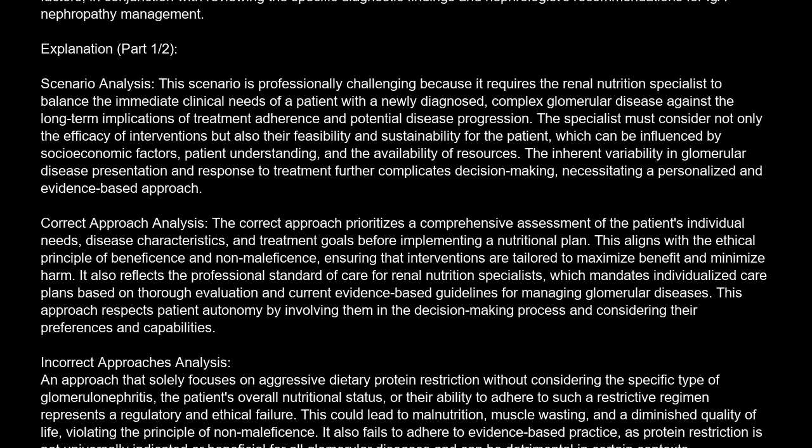Incorrect approaches analysis. An approach that solely focuses on aggressive dietary protein restriction without considering the specific type of glomerulonephritis, the patient's overall nutritional status, or their ability to adhere to such a restrictive regimen represents a regulatory and ethical failure. This could lead to malnutrition, muscle wasting, and a diminished quality of life, violating the principle of non-maleficence. It also fails to adhere to evidence-based practice, as protein restriction is not universally indicated or beneficial for all glomerular diseases and can be detrimental in certain contexts.